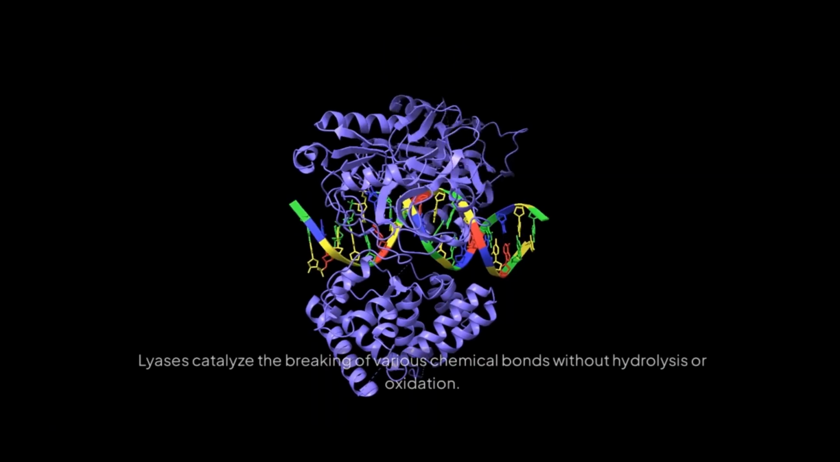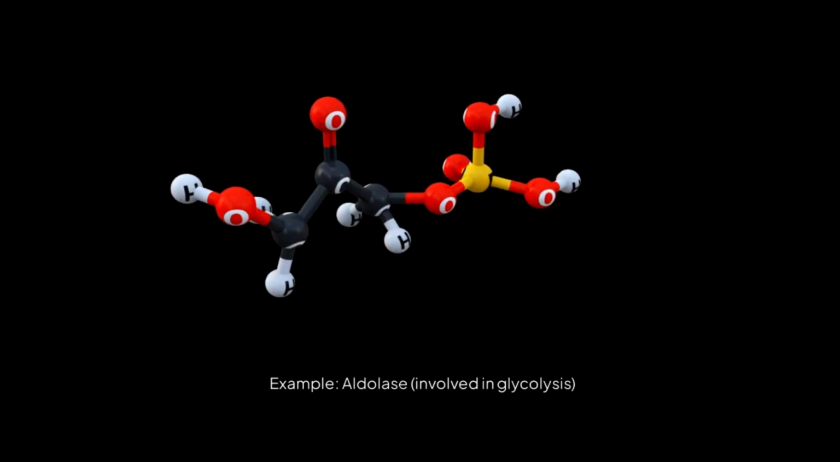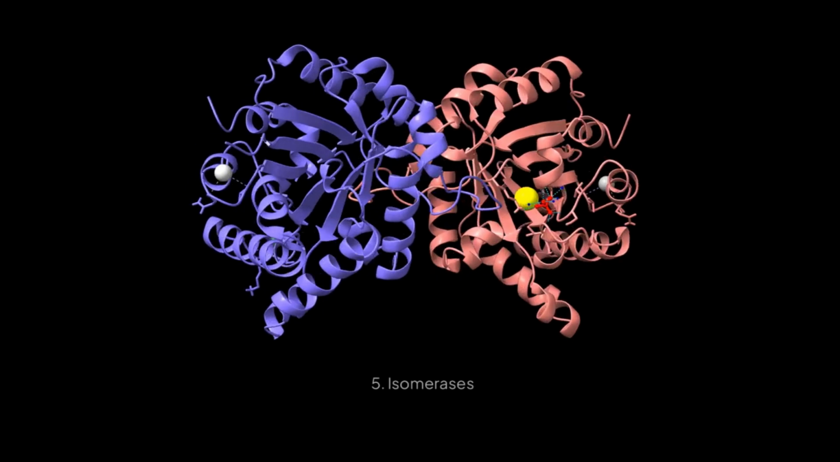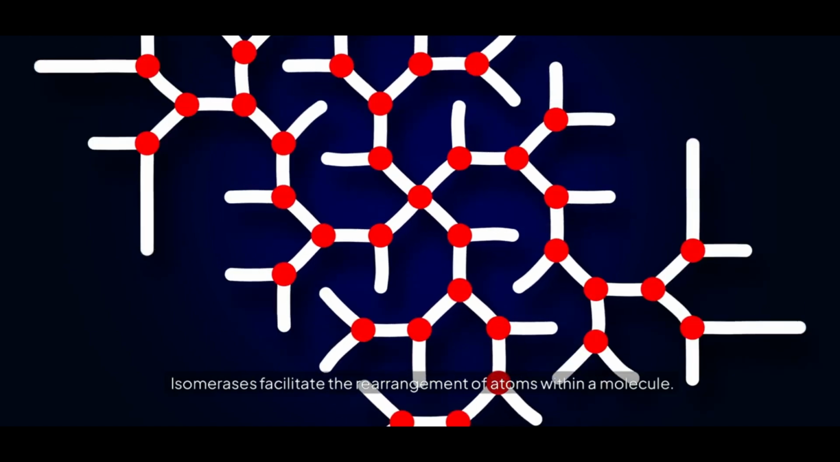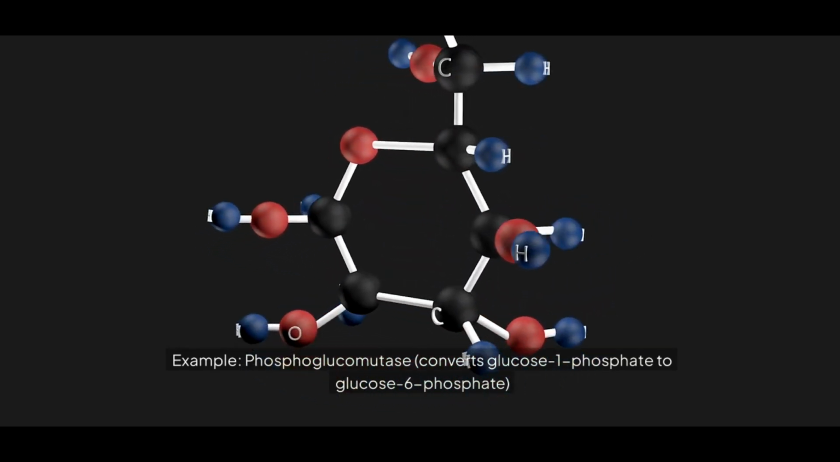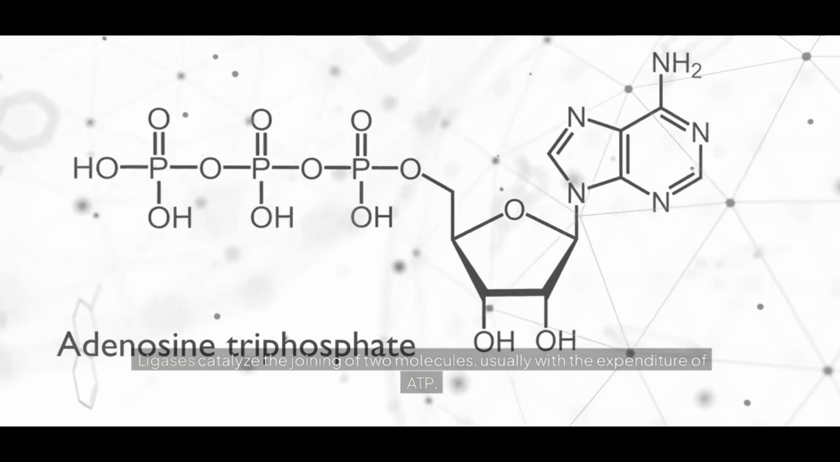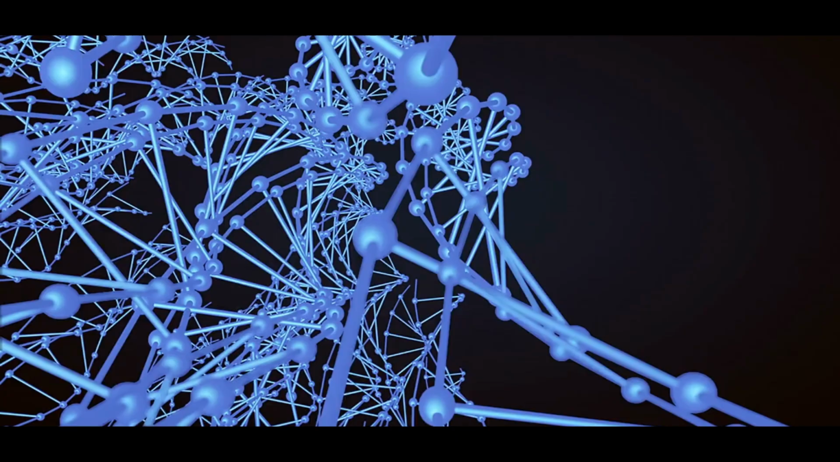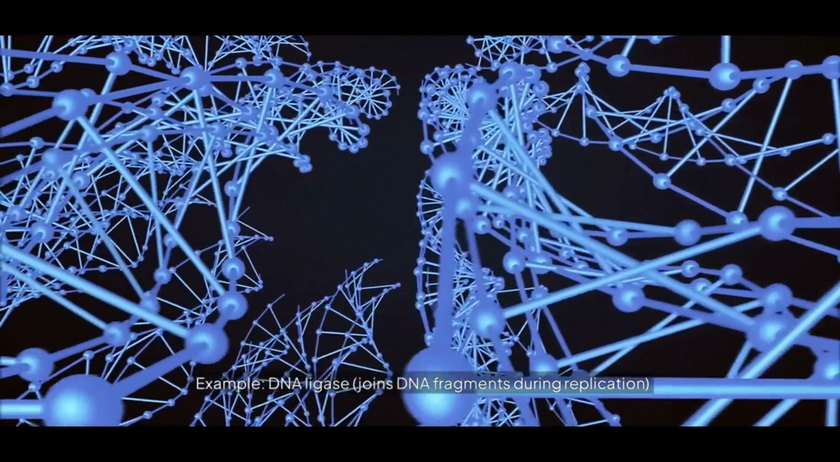4. Lyases. Lyases catalyze the breaking of various chemical bonds without hydrolysis or oxidation. Example: aldolase, involved in glycolysis. 5. Isomerases. Isomerases facilitate the rearrangement of atoms within a molecule. Example: phosphoglucomutase, converts glucose 1-phosphate to glucose 6-phosphate. 6. Ligases. Ligases catalyze the joining of two molecules, usually with the expenditure of ATP. Example: DNA ligase, joins DNA fragments during replication.